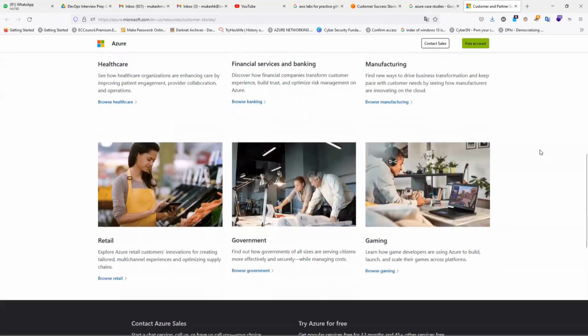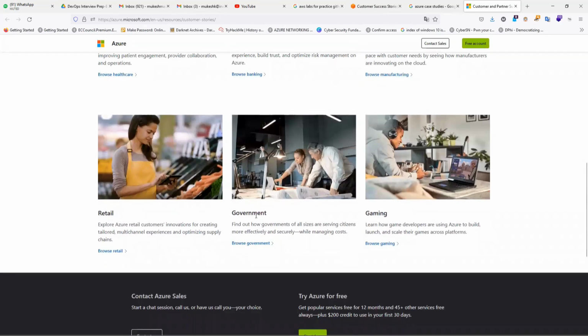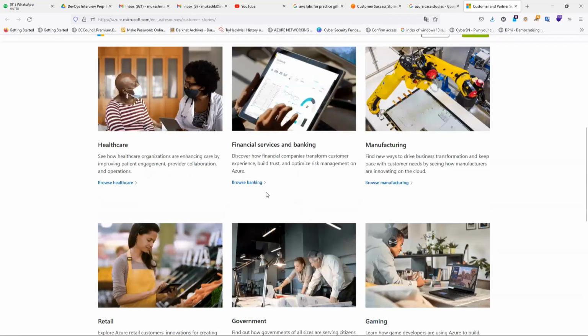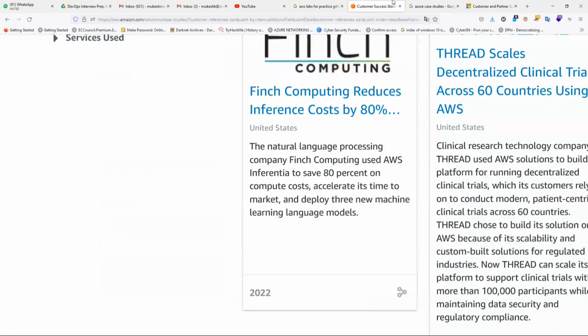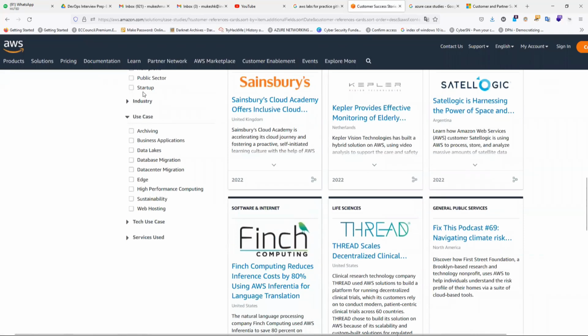Okay, that's why here you can see Azure is working in the healthcare industry, financial services and banking, manufacturing, retail, government and gaming. So Azure is not good for the startup approach, while AWS is good for startups, because they have a very good pipeline available.